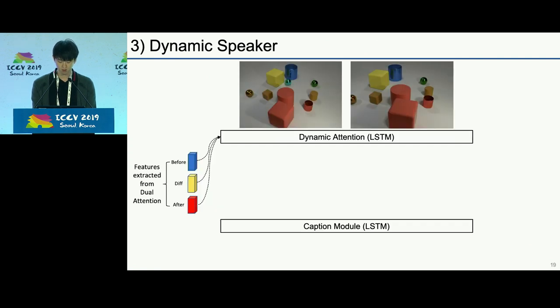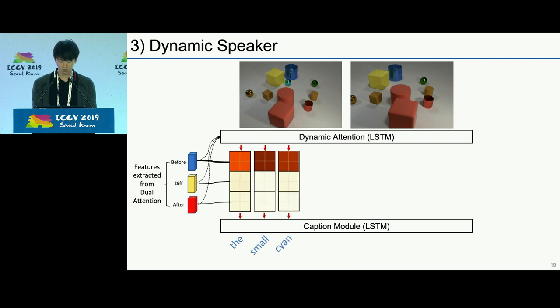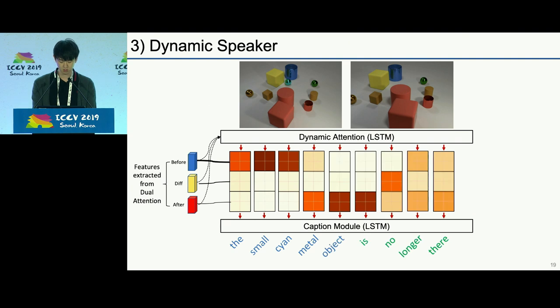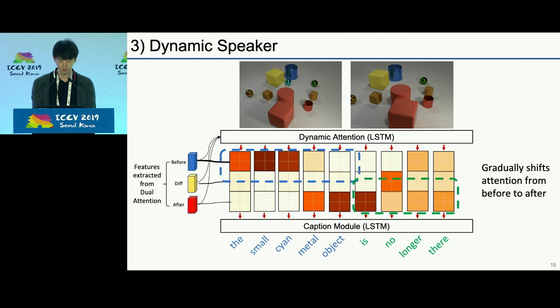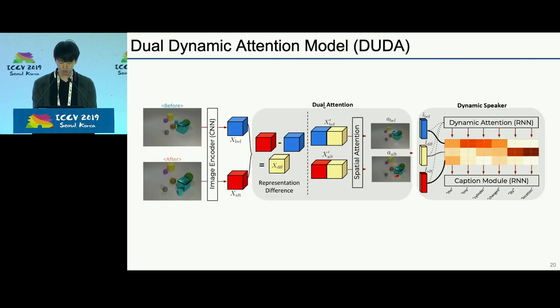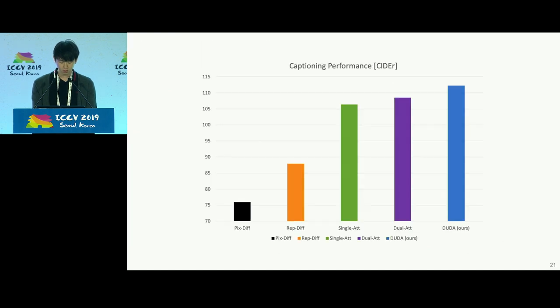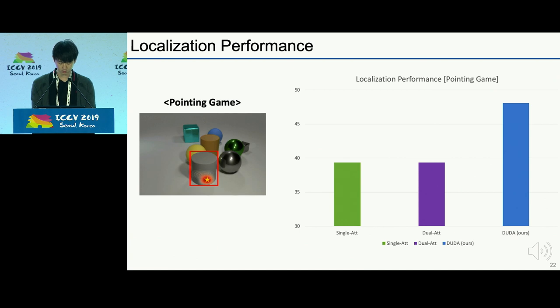To model such behavior, we propose a dynamic speaker module, which learns to dynamically modulate attention weights that are used to attend over the before, difference, and after features for each time step. Here, we can see that our dynamic speaker learns to focus on the before image when referring to the small cyan metal object, and gradually shifts its attention to after when describing that it has disappeared. We combine all these components to create our final model, and we see it outperforms strong baselines for both the captioning task and the localization task.